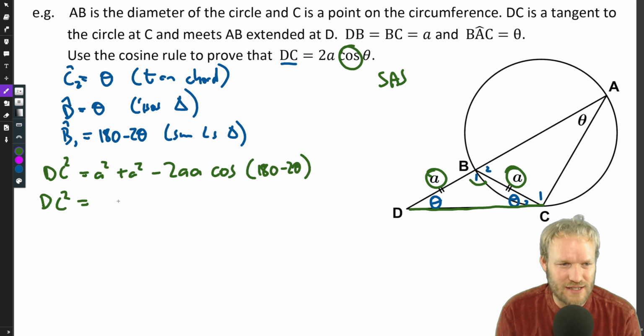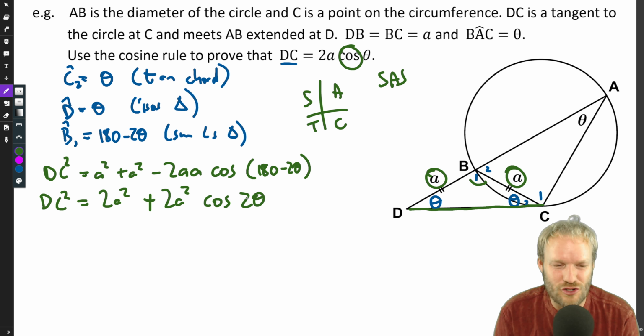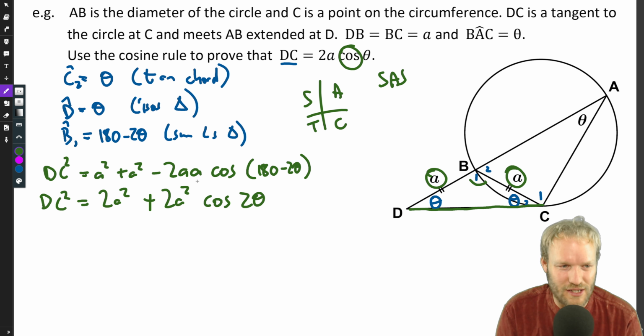So I'm going to leave that as DC squared and just simplify the right. A squared plus A squared, 2A squared, minus 2AA is 2A squared. And cos 180 minus 2 theta, well, wait a second. That's just negative cos 2 theta. So that's negative cos 2 theta. I think that clearly shows that was the only one we had to change.